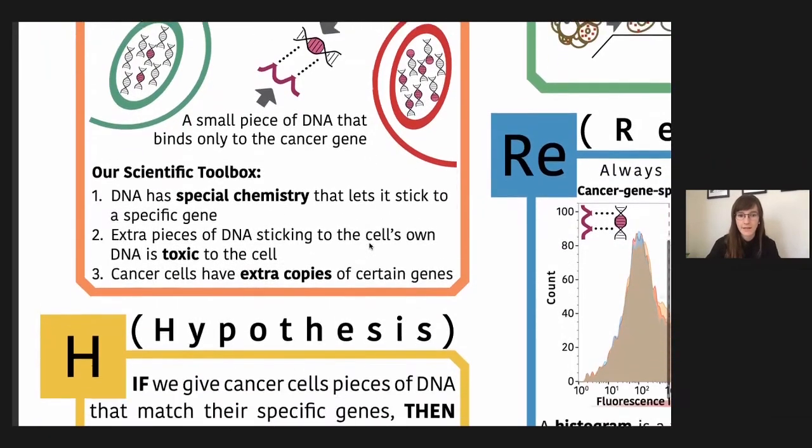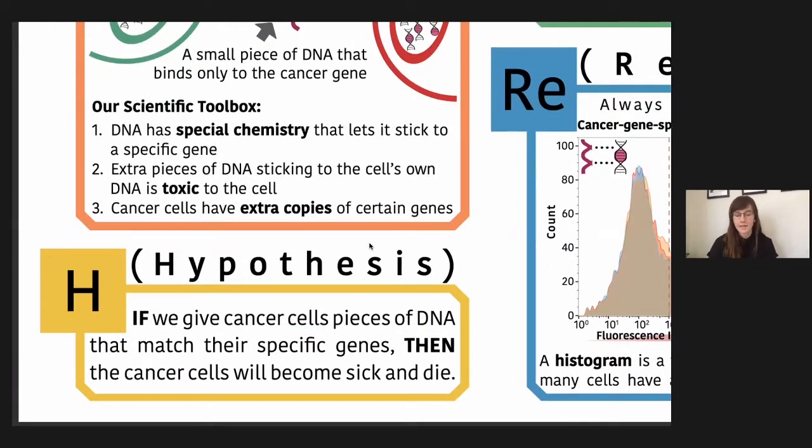So based on all of that information that I just described, we formulated our hypothesis. My hypothesis, as an if-then statement, is: if we give cancer cells pieces of DNA that match their specific genes that only cancer cells have, then the cancer cells will become sick and they'll die. So I'm going to show you an experimental design and some results that will tell us whether or not our hypothesis is supported.